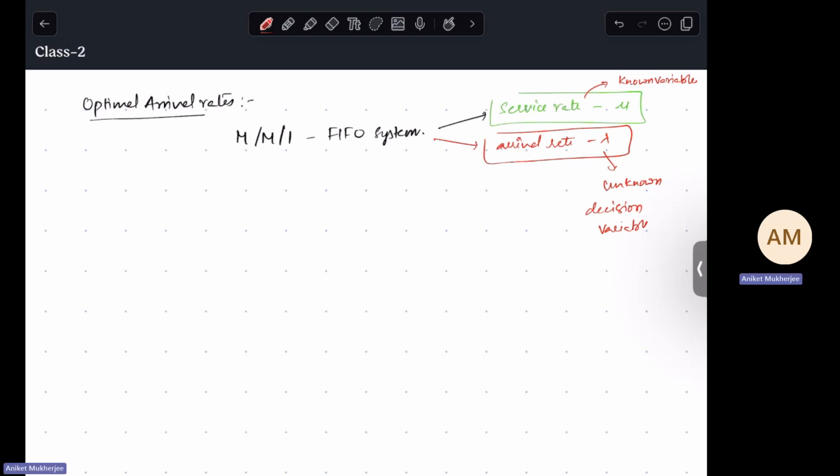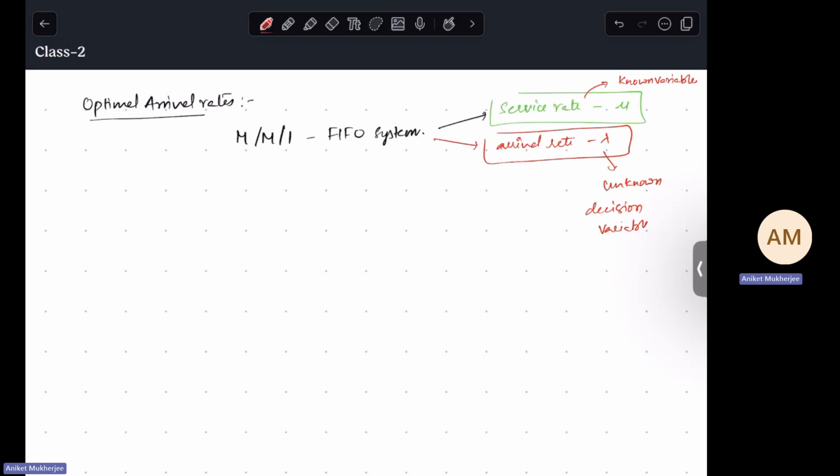So I have a service rate mu, which is fixed, and arrival rate lambda, which is the decision variable. An example is: at what rate lambda should you send messages to a buffer so that you meet some requirements? The performance measures and trade-offs here are that as lambda increases, the throughput increases, so the number of jobs served per unit time increases, because you have more things to serve. That is for the case when lambda is less than mu.